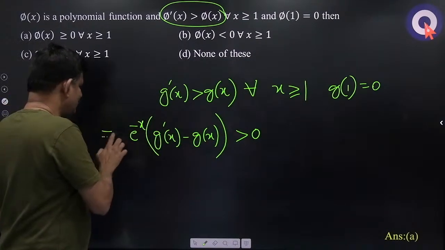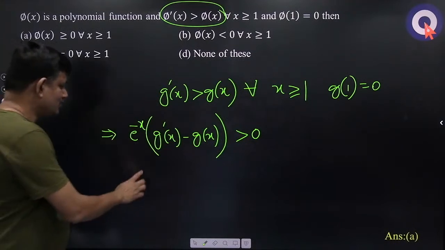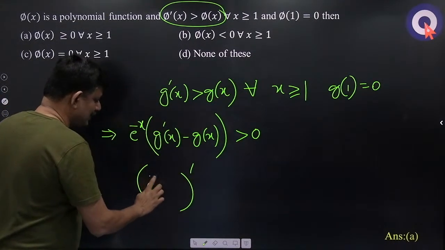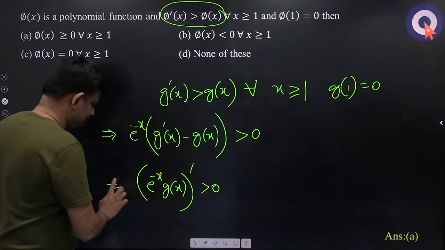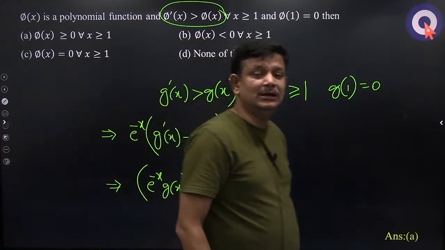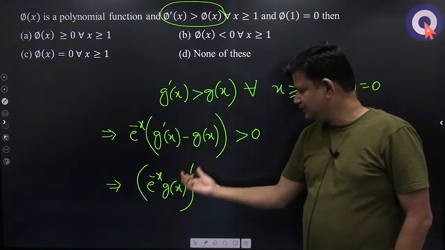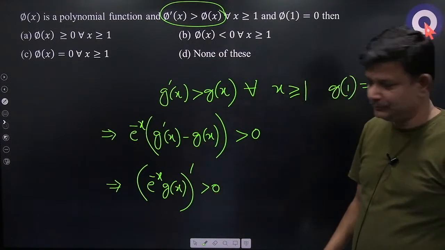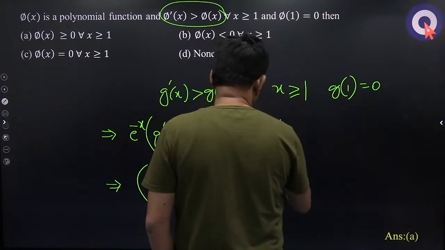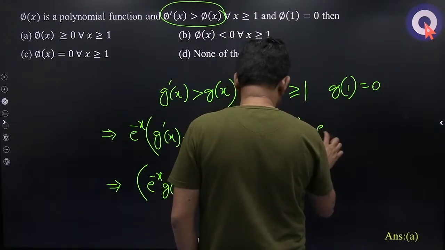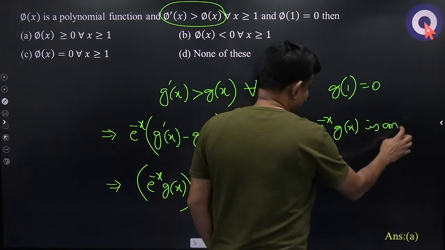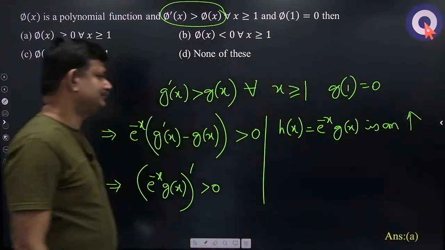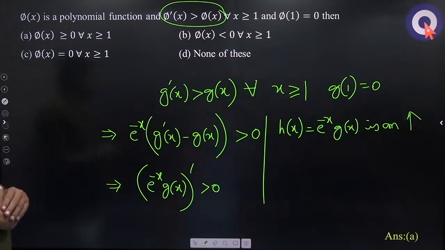So from this you can write this. Now what you can see is the derivative of e power minus x into g of x is greater than 0. Derivative of e power minus x into g of x is this quantity, which is given to be greater than 0. So you can see the function h of x equal to e power minus x into g of x is an increasing function. Up arrow means increasing function.